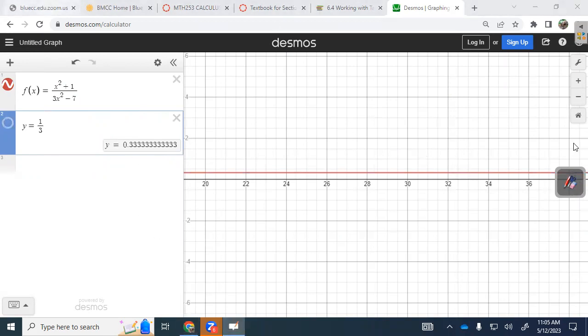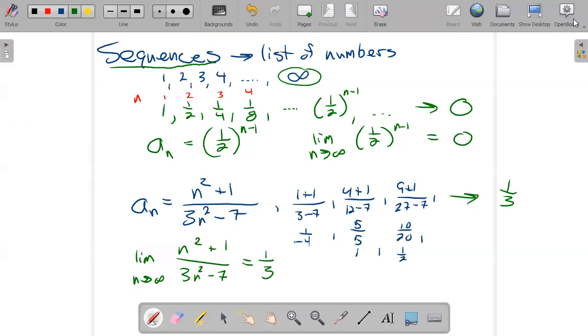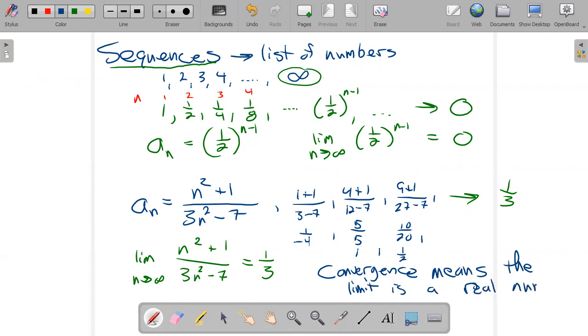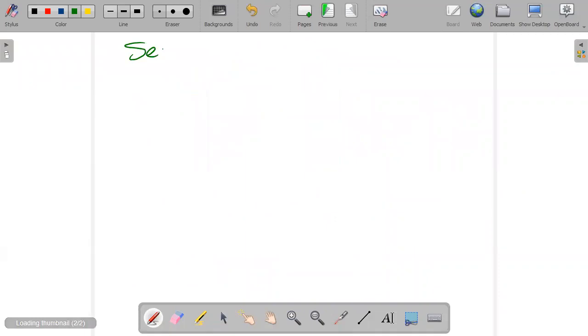What does it mean for a sequence to converge? Convergence means the limit is a real number. What does it mean to diverge? The limit is not a real number. So sequence divergence just means the limit is not a real number.